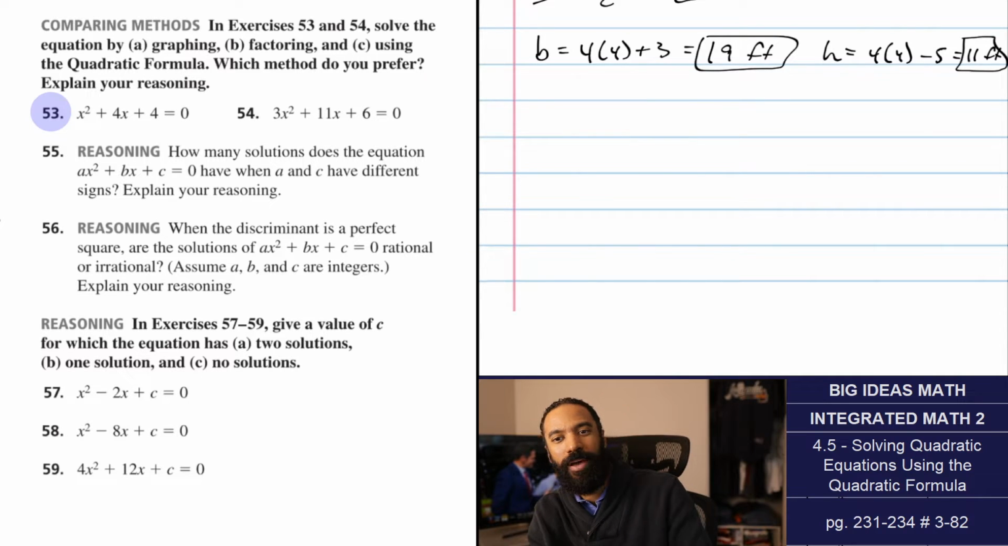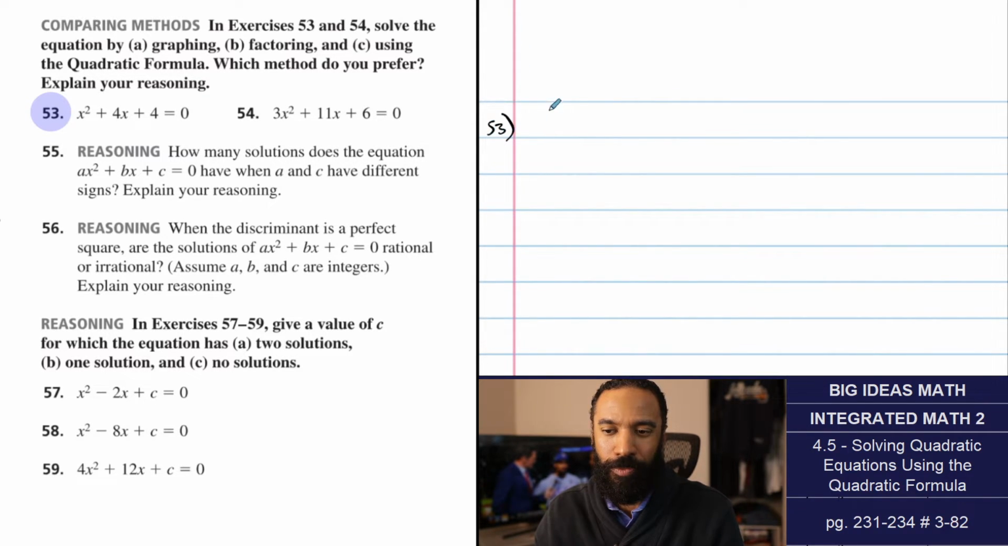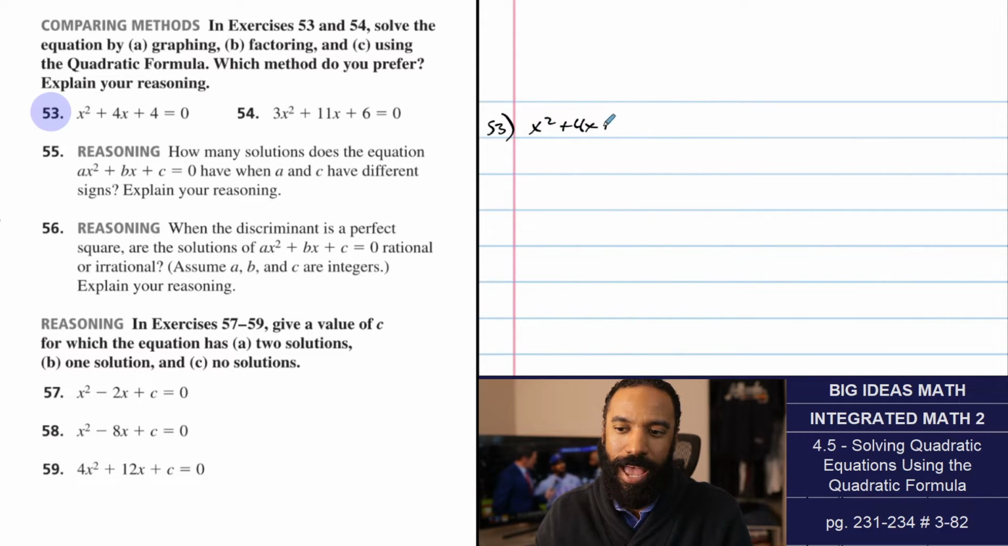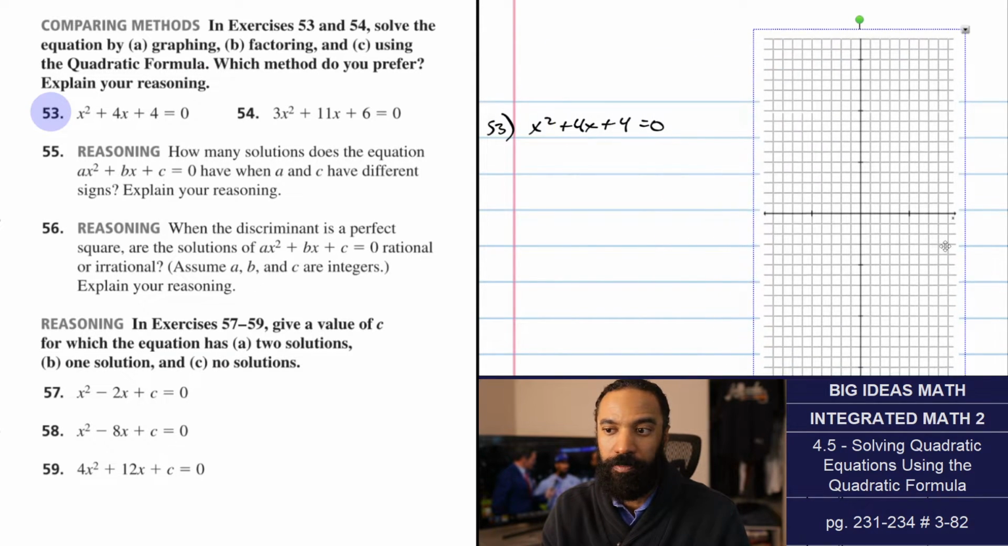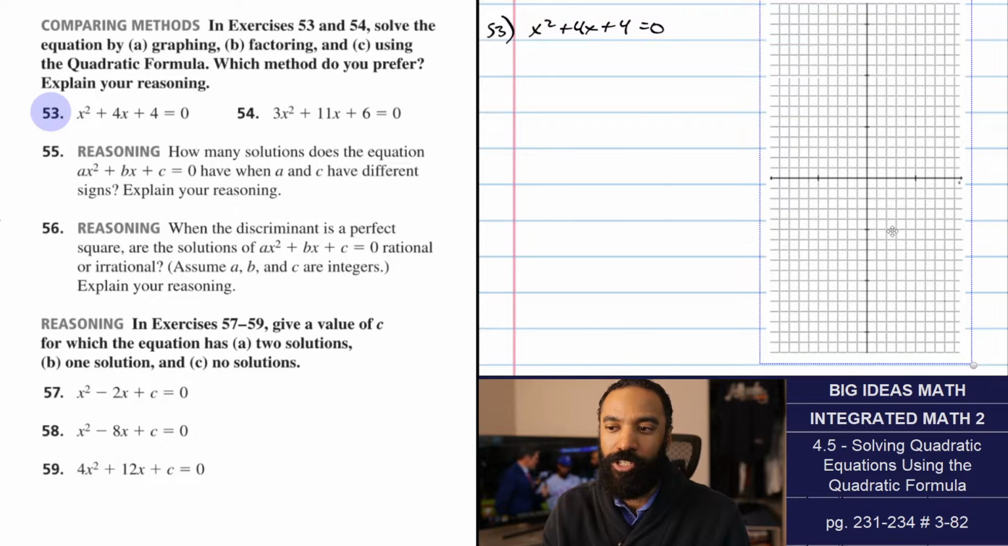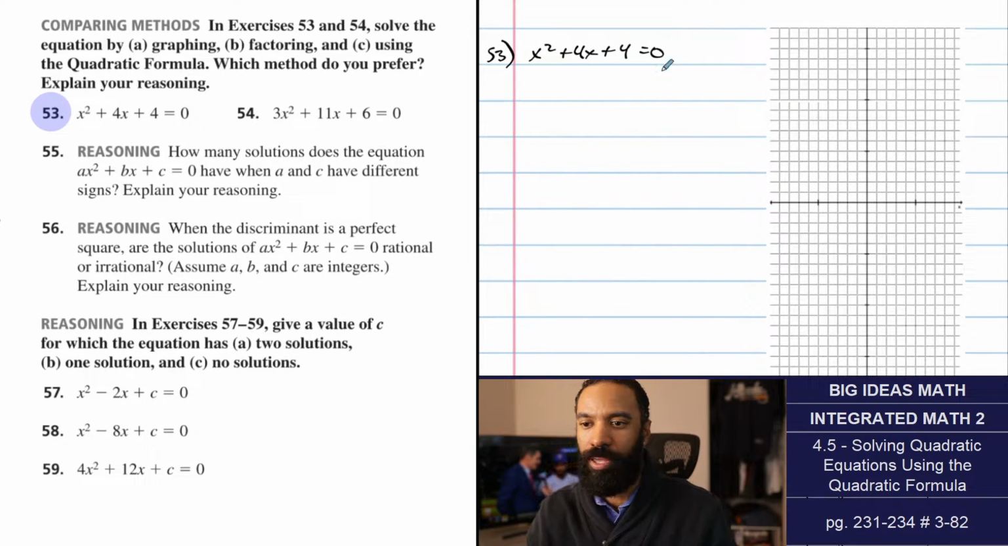I'll tell you what, solving by graphing is not going to be my preferred method. So they're making us do quite a bit here. So 53, 3 methods in 1. We're going to solve x squared plus 4x plus 4 equals 0 by graphing, factoring, and quadratic formula. So if we solve by graphing, we're going to have to assume it's factorable. Otherwise, we won't be able to see where it intersects.